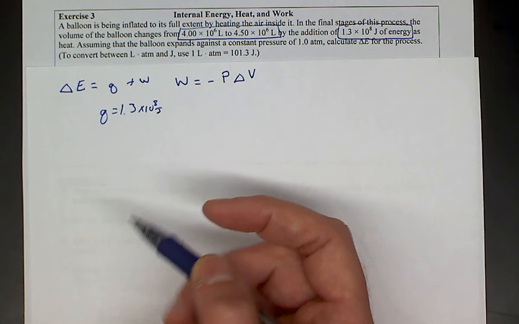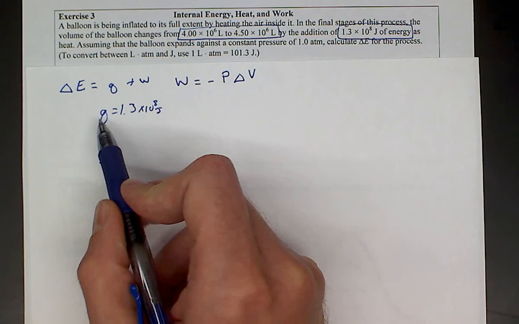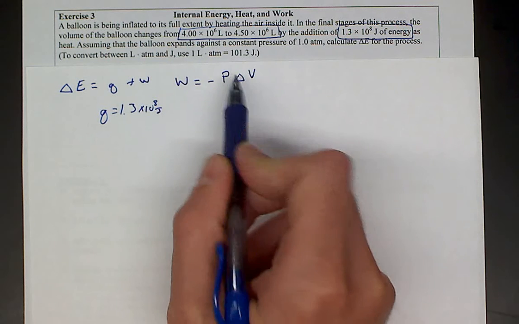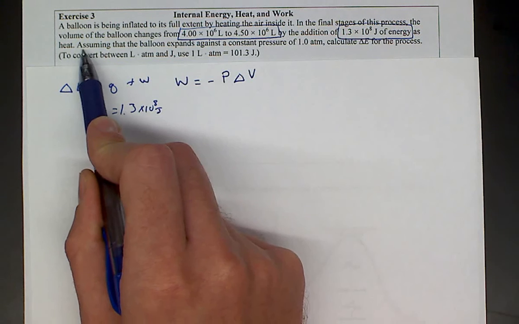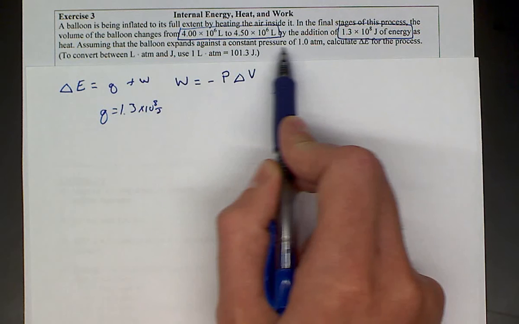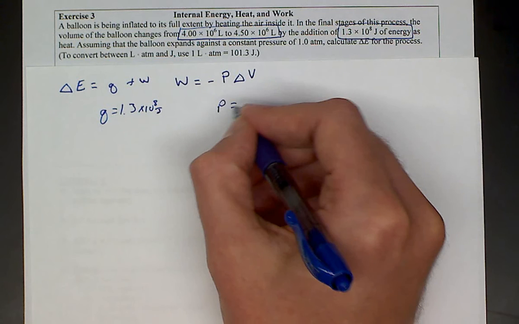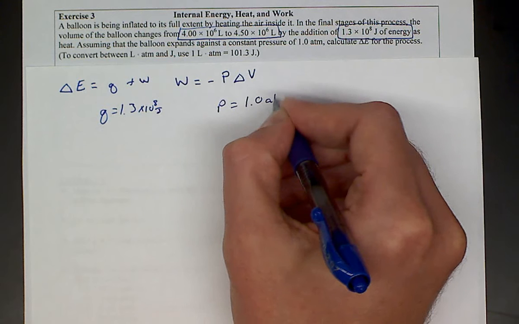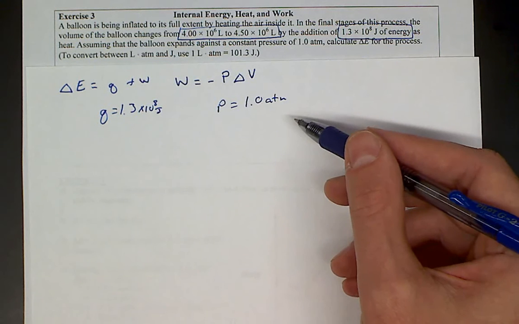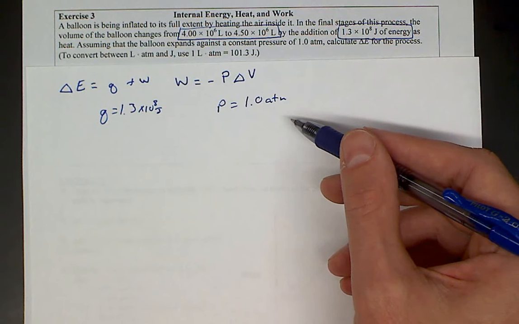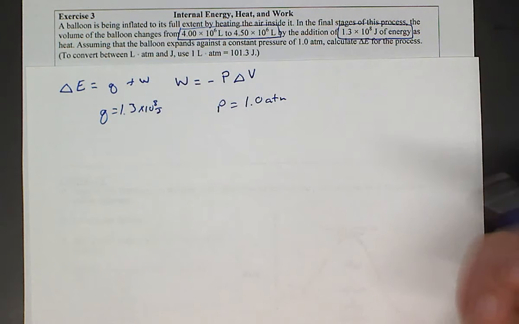All right. So we do have Q, we don't have W, but we do have this change in volume. And then as this goes on, assuming the balloon expands against the constant pressure of 1 atm, so our P here equals 1.0 atm. And please don't shortchange the process. Put your units on your intermediate steps here, so you can give you a full view of this problem.